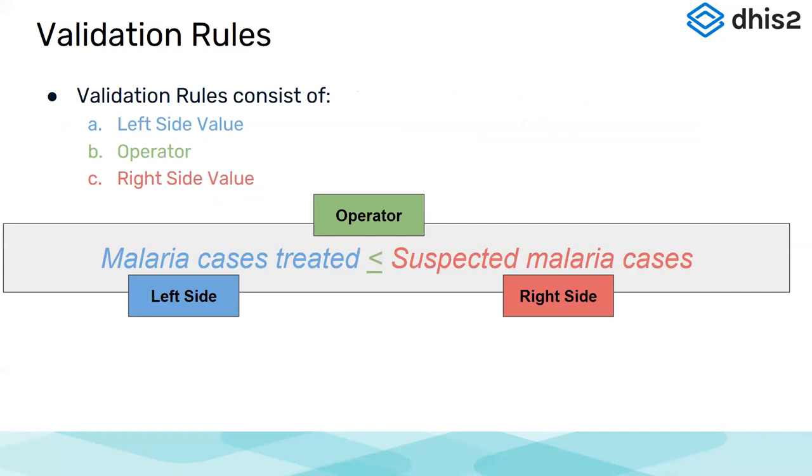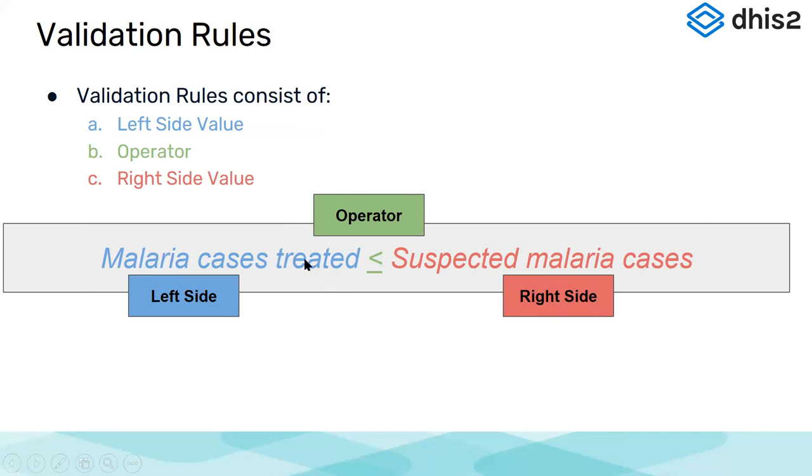So talking about the validation rules. Validation rules consist of three parts. Most especially, there is a left side whereby we set some data elements, there is an operator, which is here in the middle, and there is a right side. So if you can see below here, we have malaria.